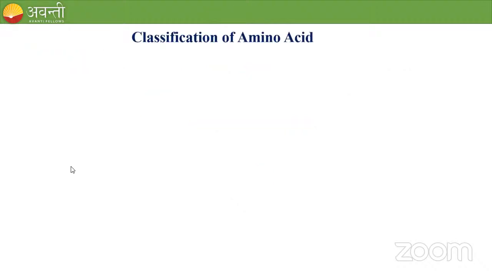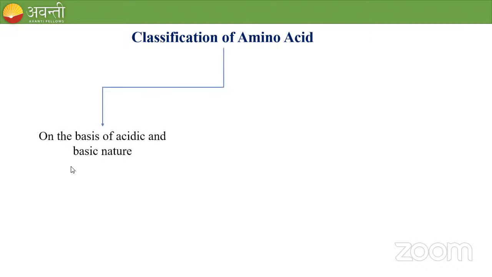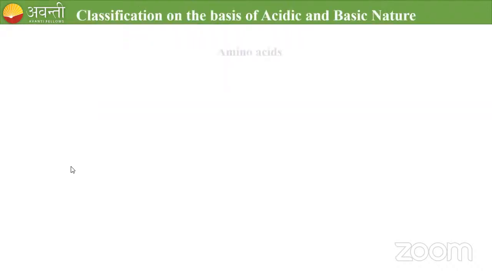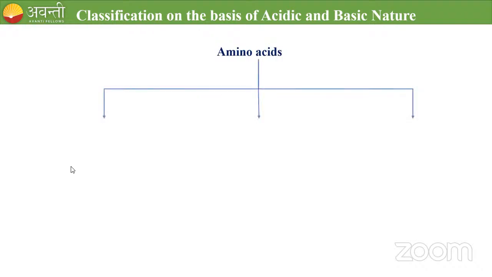Now let us study the classification of amino acids. It is classified on the basis of acidic and basic nature, and secondly, on the basis of source. First let's go into the classification on the basis of acidic and basic nature. According to this classification, amino acids are divided into three: first acidic, second basic, third neutral.